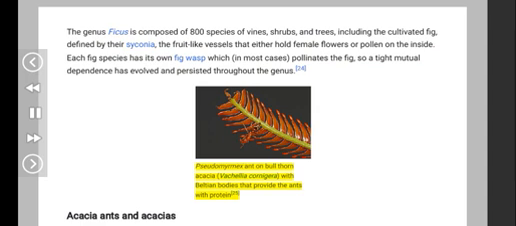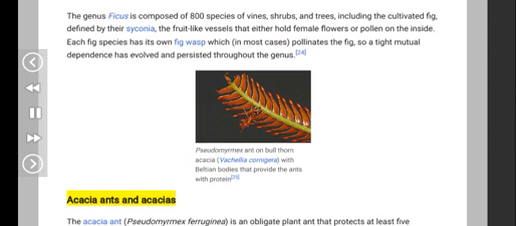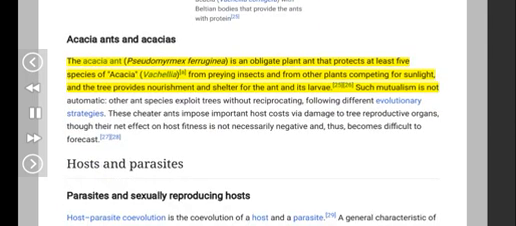Pseudomyrmex ant on bullthorn Vachellia cornigera, with Beltian bodies that provide the ants with protein. Acacia ants and acacias. The acacia ant, Pseudomyrmex ferruginea, is an obligate plant ant that protects at least five species of Acacia, Vachellia, from preying insects and from other plants competing for sunlight, and the tree provides nourishment and shelter for the ant and its larvae.